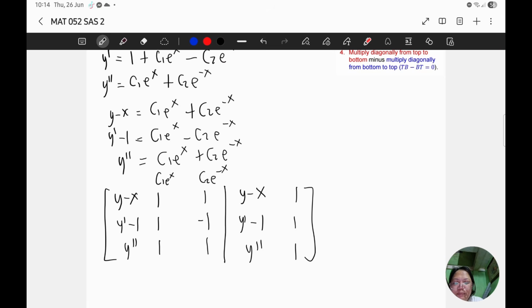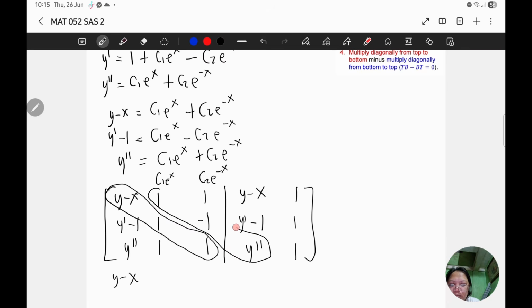Multiply from top to bottom minus multiply from bottom to top equal to 0. So, let's start with the from top to bottom. We multiply y minus x times 1 times 1. So, the answer is y minus x. Then, multiply again from top to bottom, 1 times negative 1 times y double prime. The answer is negative y double prime. Then, multiply diagonally 1 times y prime minus 1 times 1. The result is y prime minus 1.